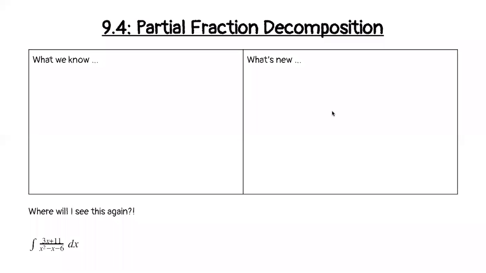Alrighty. So here we go. We're gonna go a little bit into partial fractions and then we'll probably take a break around 11-ish, okay? So here we go with partial fraction decomposition.